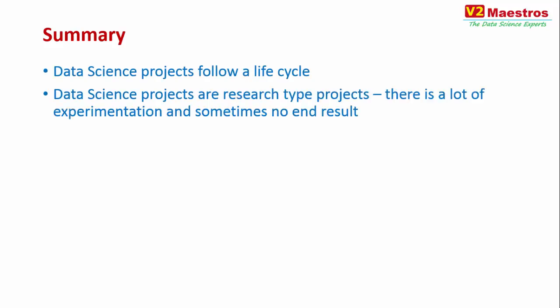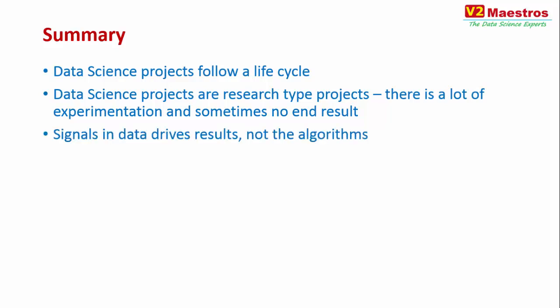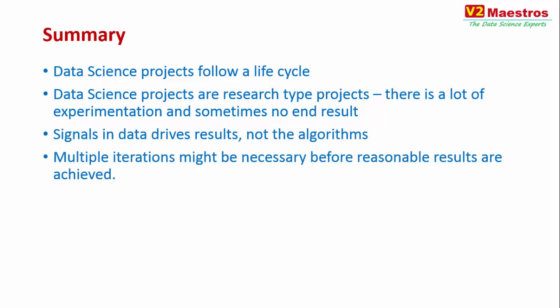So in summary, for what we have seen so far, data science projects follow a life cycle. Data science projects are research type projects. There is a lot of experimentation and sometimes no end result. That's why we keep calling it a research type project. Signal in the data drives results, not the algorithms. Data is more important than the algorithms themselves. Multiple iterations might be necessary before reasonable results are achieved. This is another thing you want to remember.